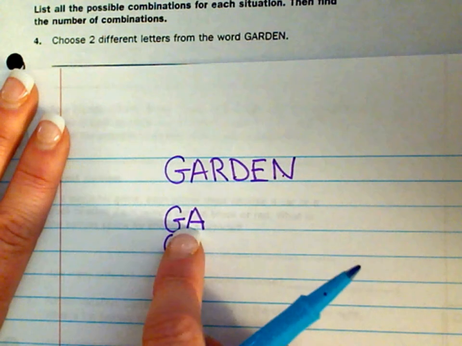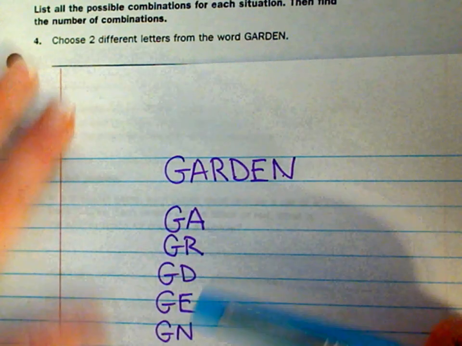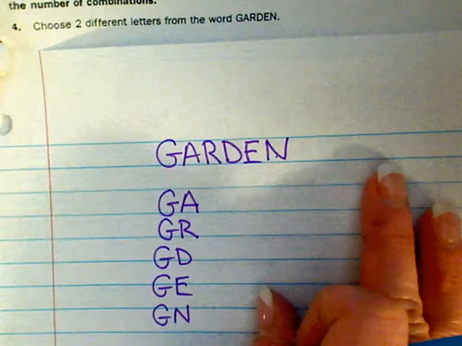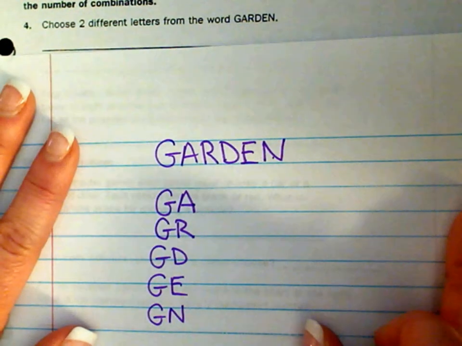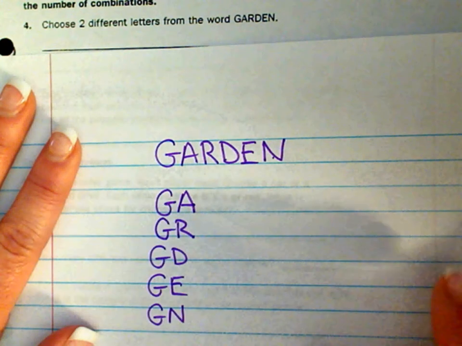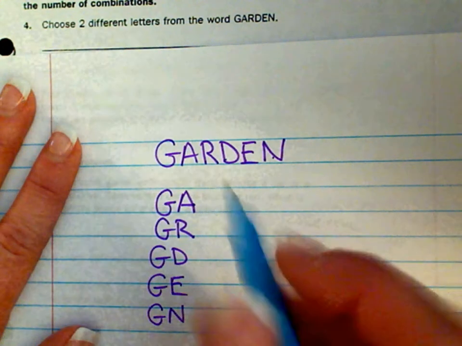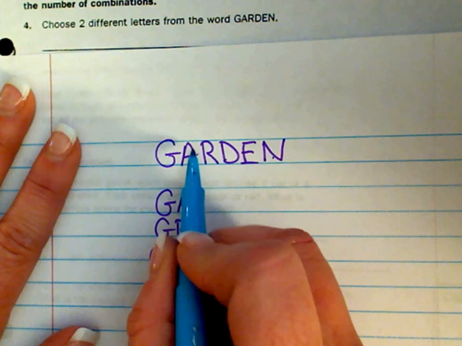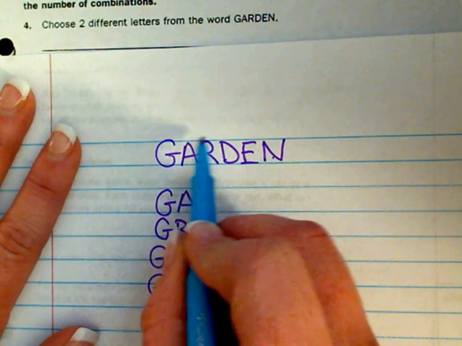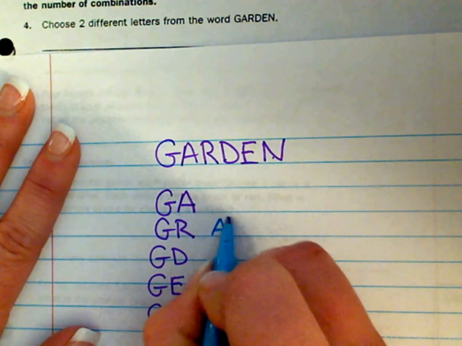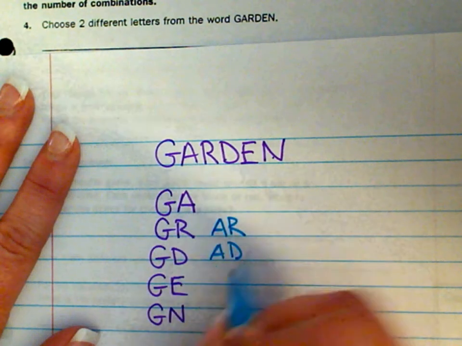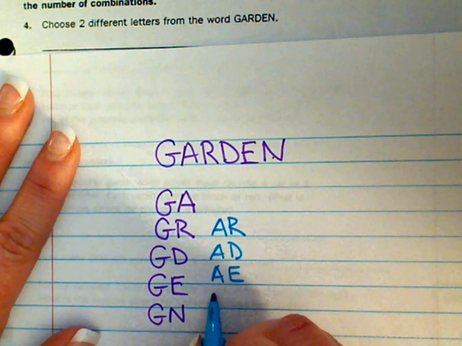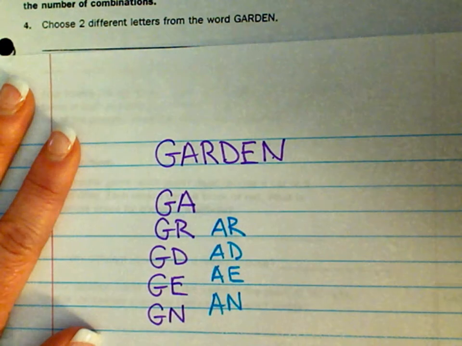The problem with this one is when I start on the A, if I go backwards, was GA the same as AG? Yes, they're just in a different order. And because our question did not say anything about making sure they're in order, then GA and AG would be the same. So now I'm going to start off with A, and instead of going back to G, I'm going to go forward, AR. Then I could combine AD, AE, and AN, and I'm done with A.